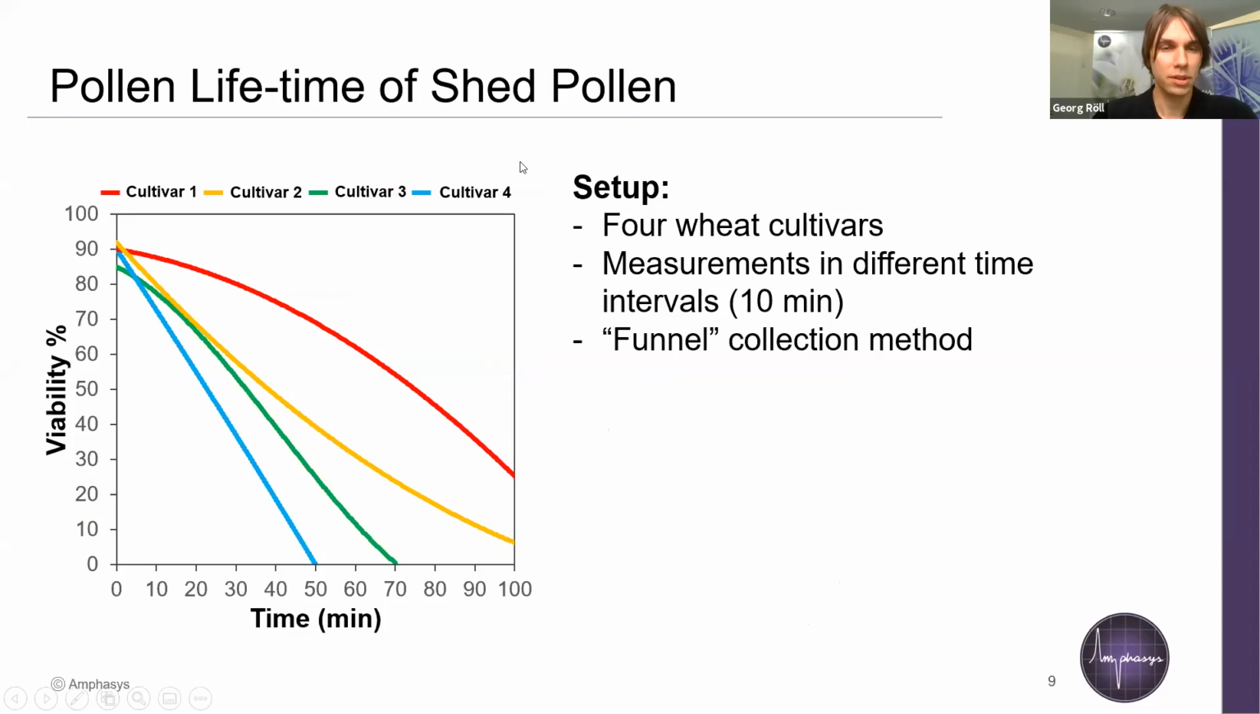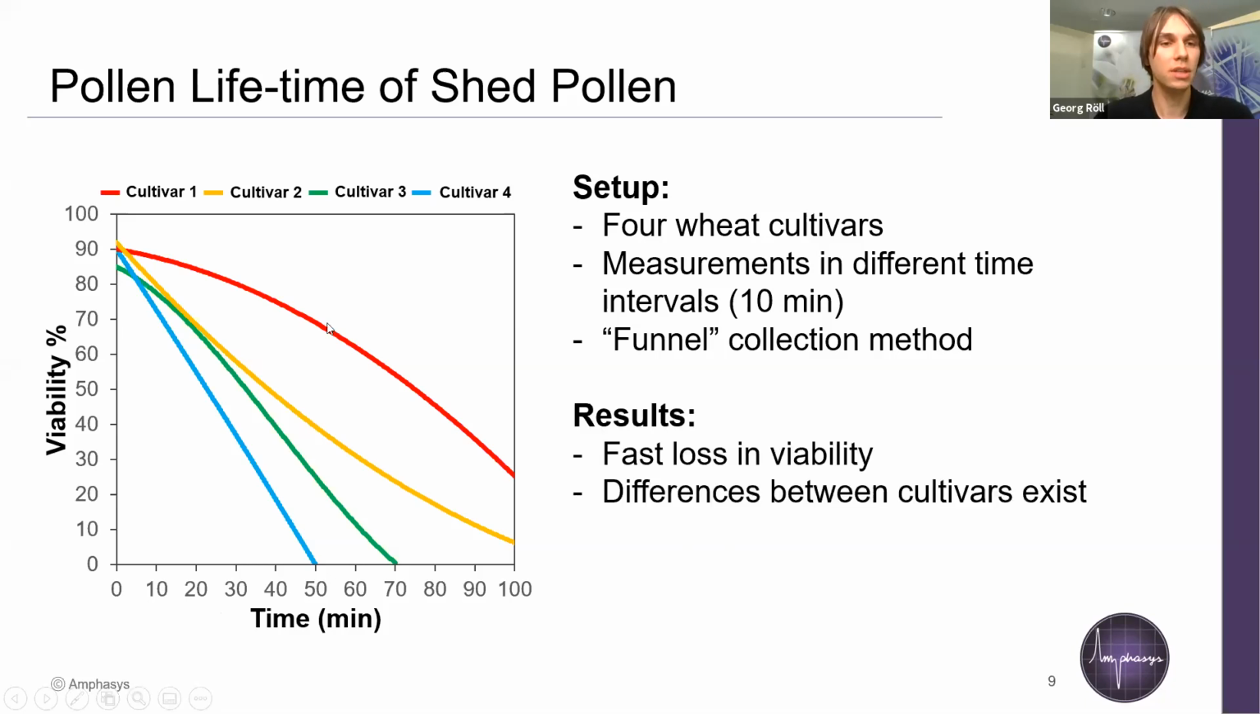Another very important aspect in measuring is the pollen lifetime. This includes, for example, if you want to prepare it in batch or something like that. So you have to know how long your pollen is stable or how long it keeps its viability. Therefore we performed a measurement over a time course of 100 minutes with a time interval of 10 minutes. So basically every 10 minutes we measured. And we collected the pollen with our developed funnel collection method.